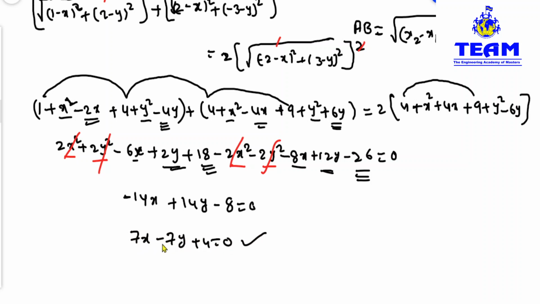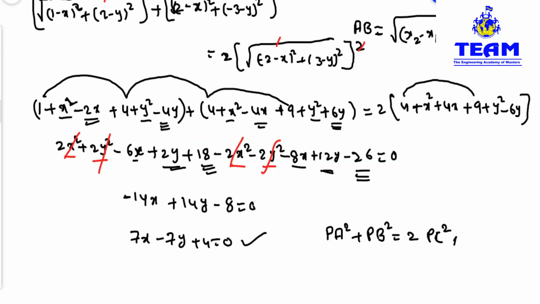So this is the locus equation which should satisfy the condition PA square plus PB square is equal to 2 times PC square. Friends, now I will prove it, and I will also do the verification using GeoGebra, a graphical representation. Remember this formula we have: 7x minus 7y plus 4 is equal to 0, and the points are also required. Which condition should it satisfy? PA square plus PB square is equal to 2 PC square, friends.